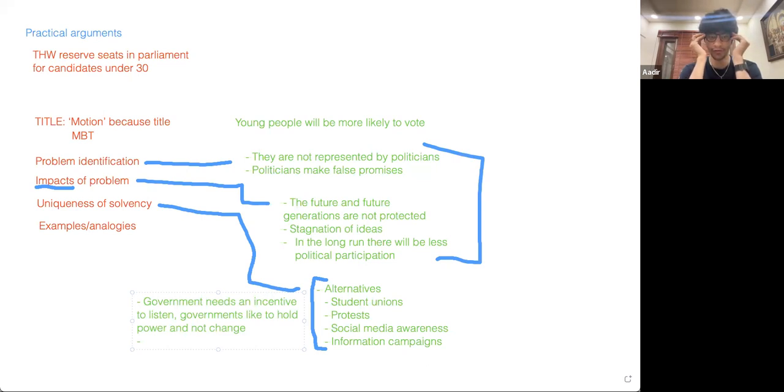Your point was young people aren't voting, but this entire argument is to prove that young people will vote now. So our point is, if the government is more representative and starts listening and starts solving these two problems that we identified, then young people will vote. Now, why is the only way to solve these two problems this?